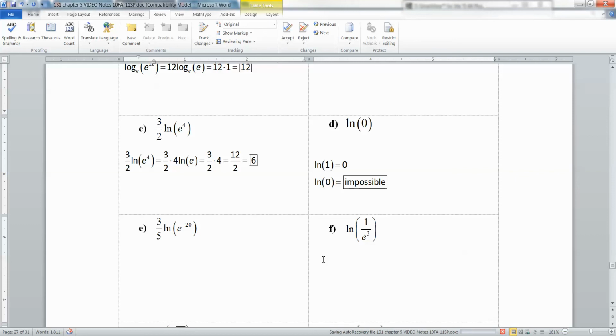All right, I think I'm going to stop right there so that way we can tackle the next problems together, because I want to do these all at once. So I'll see you back here to finish up this example.